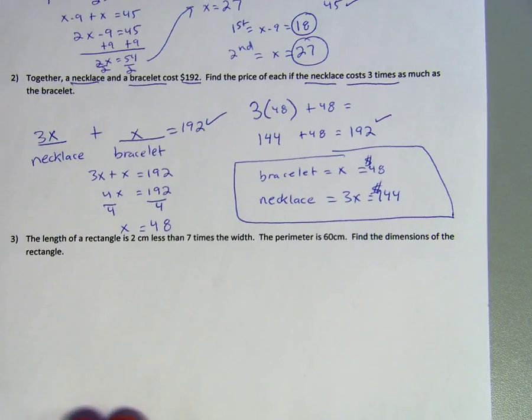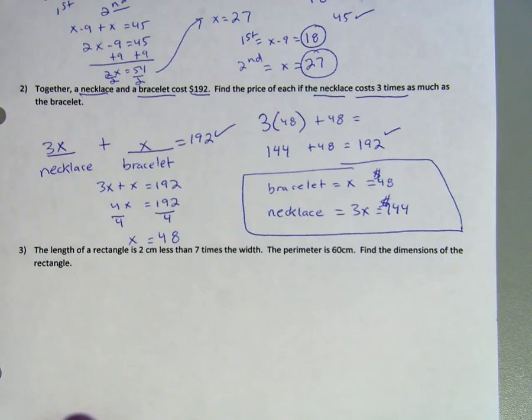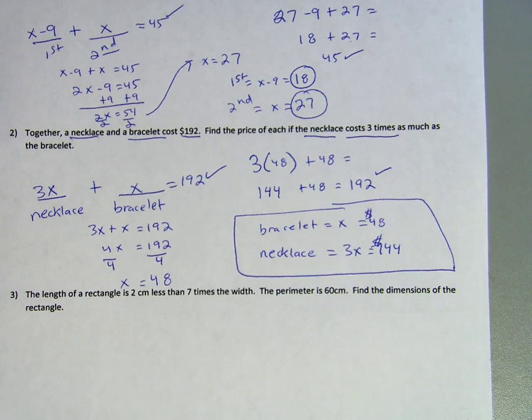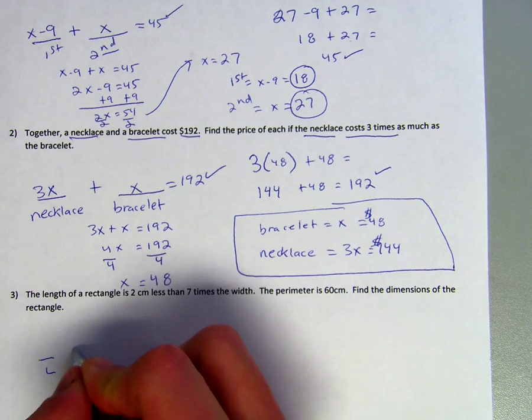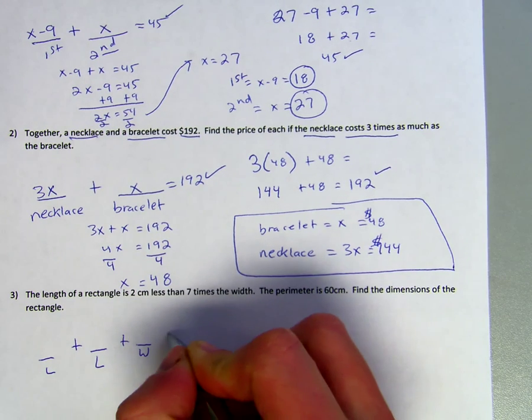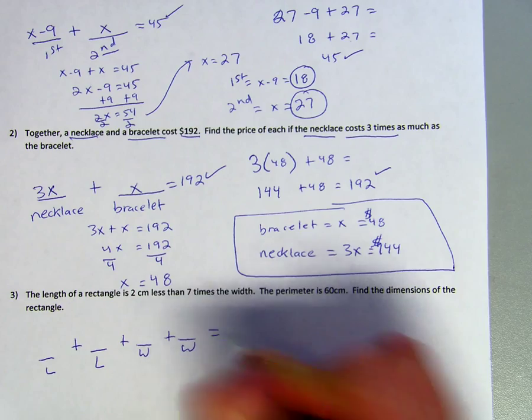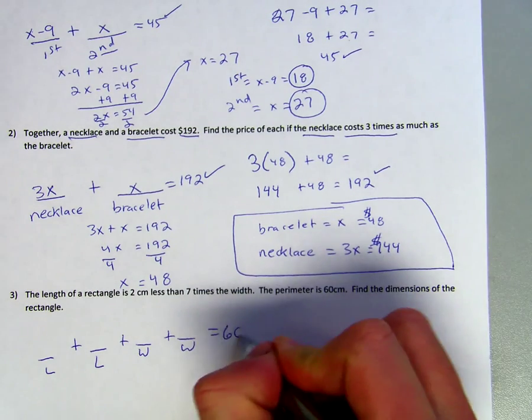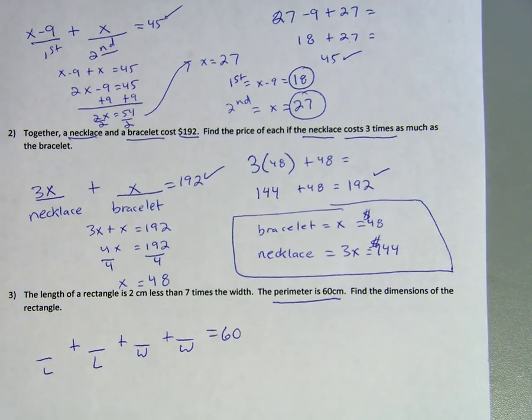Alright, my last one is the length of a rectangle is 2 centimeters less than 7 times the width. The perimeter is 60 centimeters. Find the dimensions of the rectangle. So I'm finding a perimeter of a rectangle, and I know that the perimeter of a rectangle is going to be length plus width, and that is going to equal 60 centimeters, because I know my perimeter is 60 centimeters.